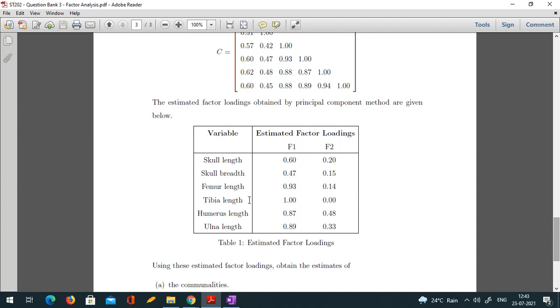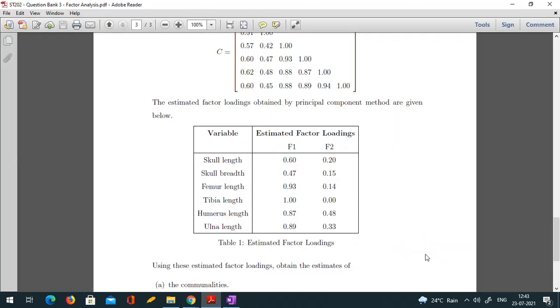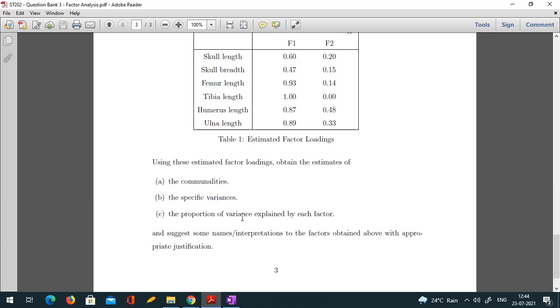Here was a formula like psi i square upon sigma ii. So do we have to use that? Sorry, which formula? Psi i square upon sigma ii. That's a different type of proportion of variance. That is the proportion of variance in each variable explained by the factor model. So that's completely different. Here we want the proportion of variance explained by each factor, not the entire factor model. So of course not that.